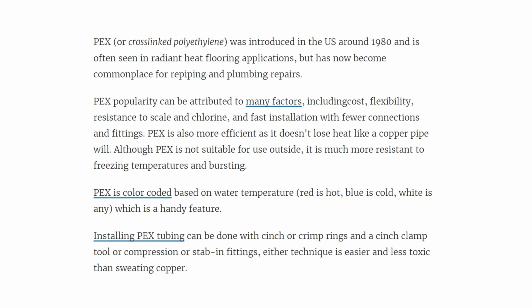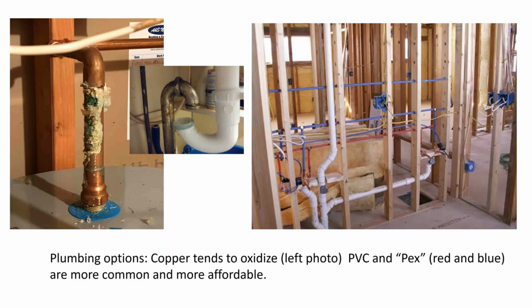PEX is something they're using now, and that would be this. These red and blue are going to be your water lines, incoming water lines, and they're using this now instead of this, mostly because of this problem here, but also it's flexible. It's much easier to maneuver a flexible PEX pipe than it is to solder copper pipes throughout a house, not to mention that this is very expensive.